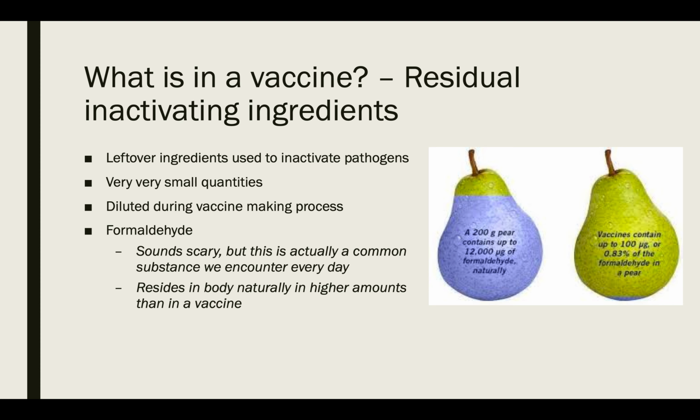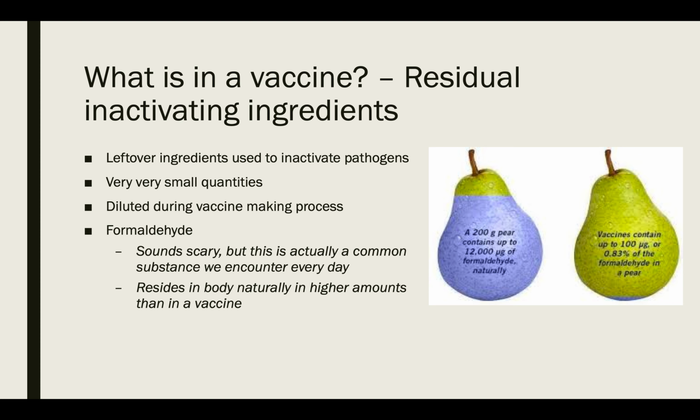Okay, so residual inactivating ingredients. These are ingredients that are used to inactivate those pathogens for inactivated vaccines. If it's a virus or a bacteria, they're in very, very small quantities. And these inactivating ingredients are typically diluted. I mean, they're filtered out and they're diluted, but you may still have a tiny amount left. So the one that always scares people is formaldehyde.